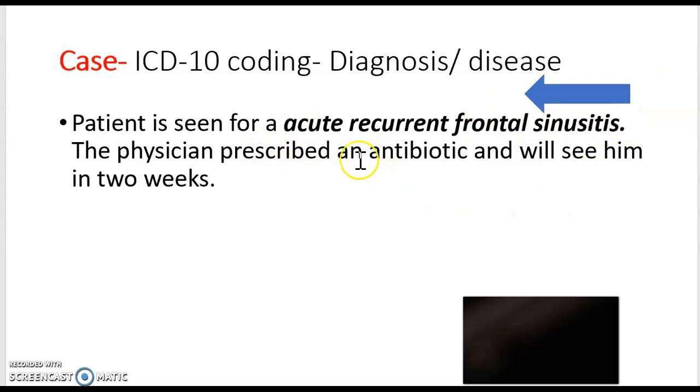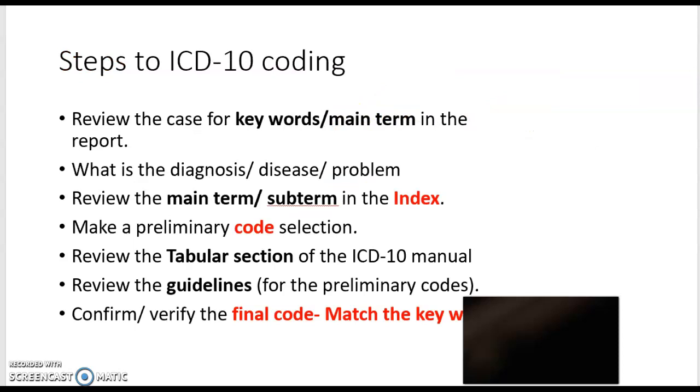So usually if you have too many words in your diagnosis, you start with the last word and you start moving towards the left. So this is your first word. The second, third, and fourth can be in any order, we are not sure, but we will look for all these words in our index. So once we find the main term in the index, we are going to look for the codes in the index following the main term subterm.